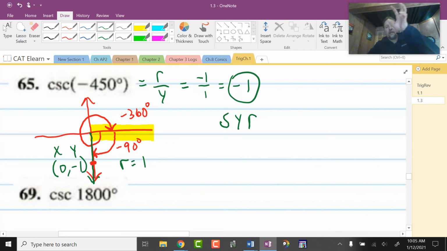Okay, so cosecant of an angle measure equals a ratio of sides.